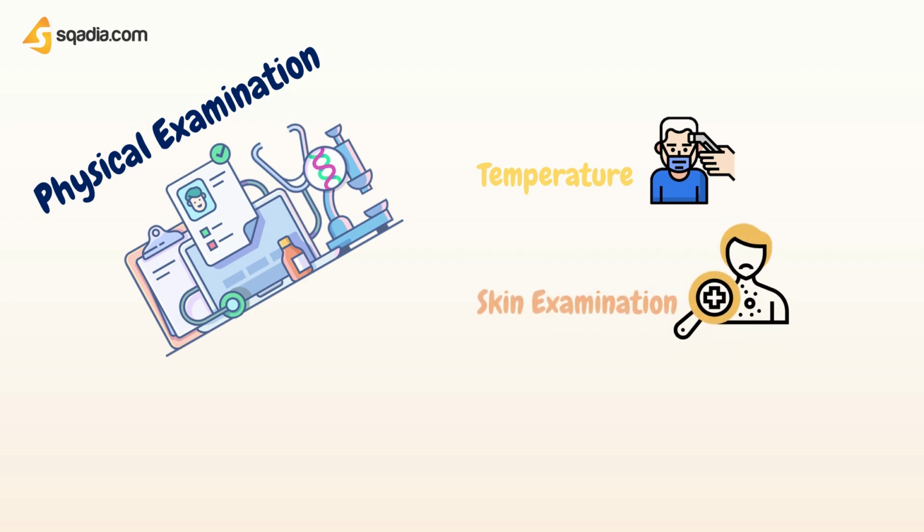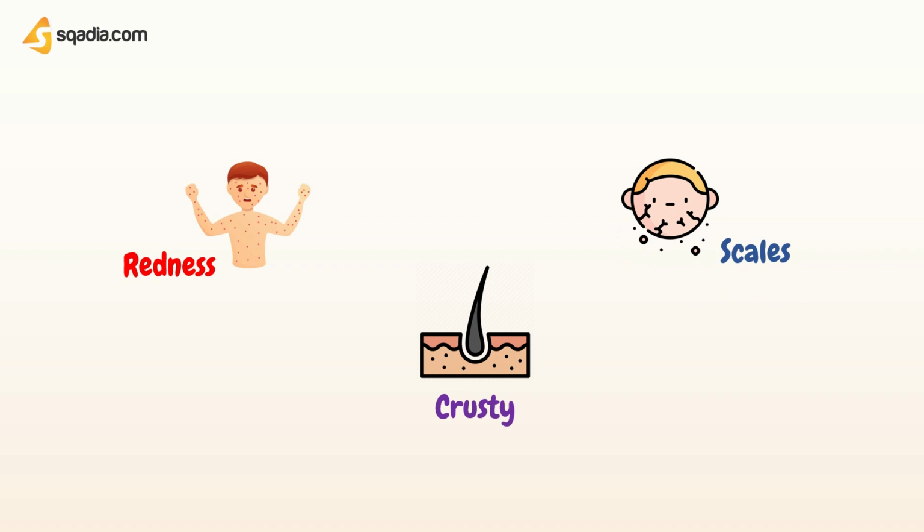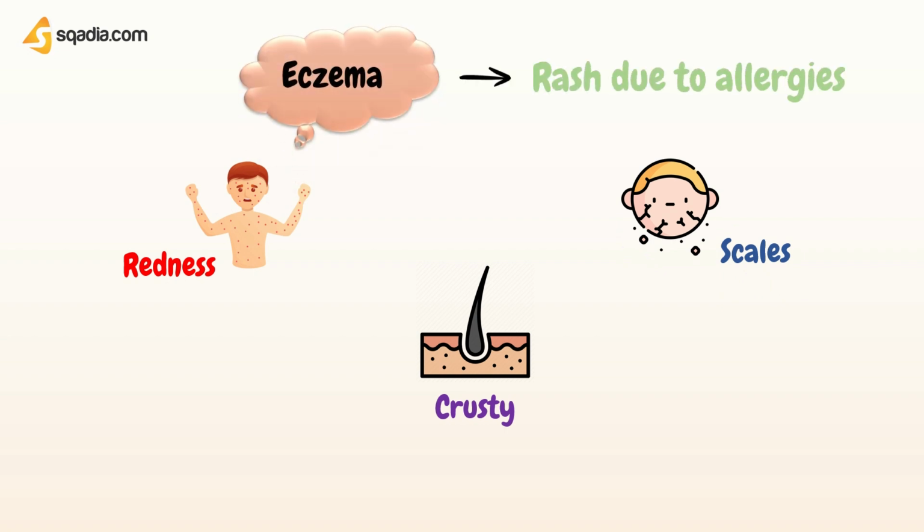Now, what can cause skin problems and what is typical for each cause? Well, there are different causes of skin problems that you should be clear about. If the patient shows symptoms like redness, crust, and scales, then this might give you an indication that the patient has eczema, which is defined as a rash response to allergies, poor circulation, or sunlight.